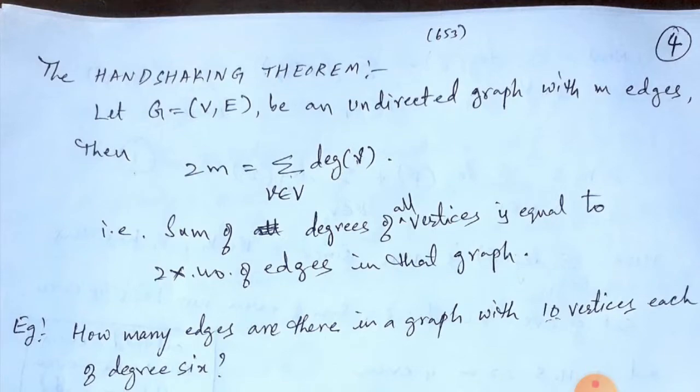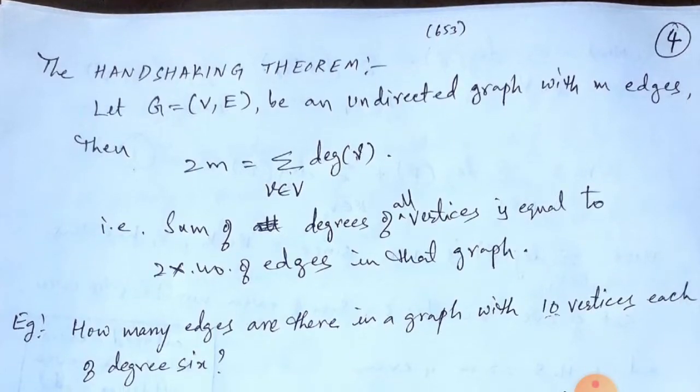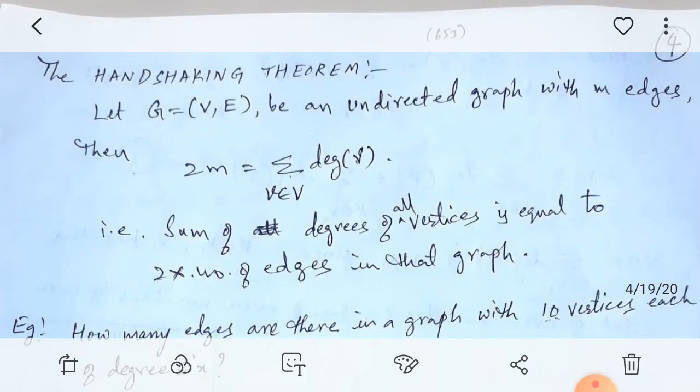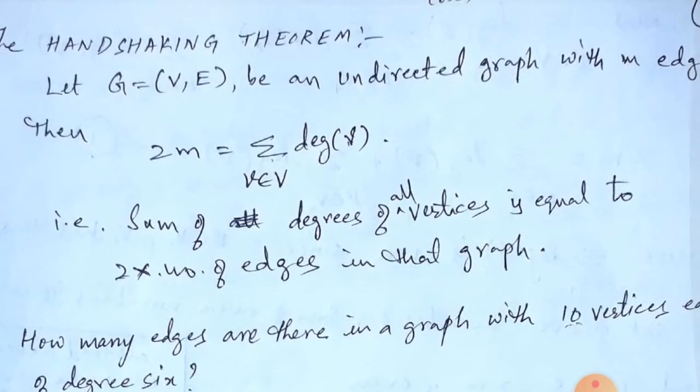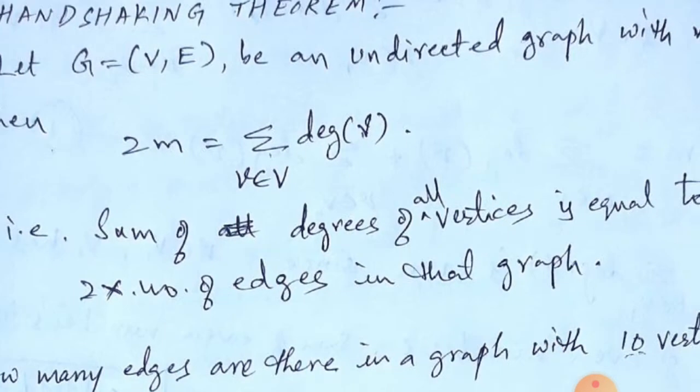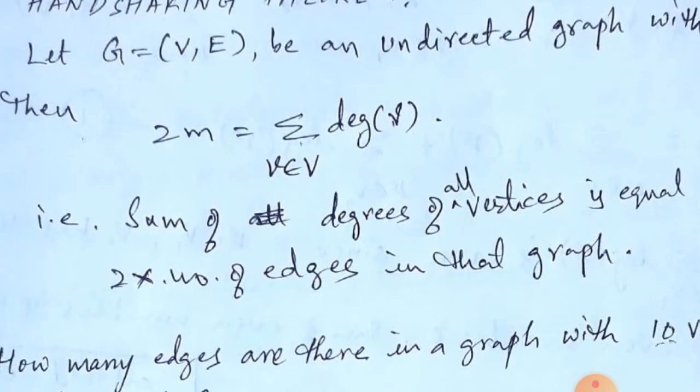Let G = (V, E). We can denote the graph like this. Let G be an undirected graph with m edges. Then 2m is equal to the summation over v belongs to V of degree of v. In terminology, the summation of degree of v is nothing but the sum of degrees of each vertex in a graph.